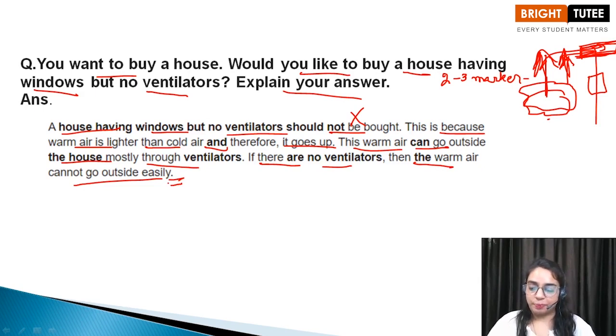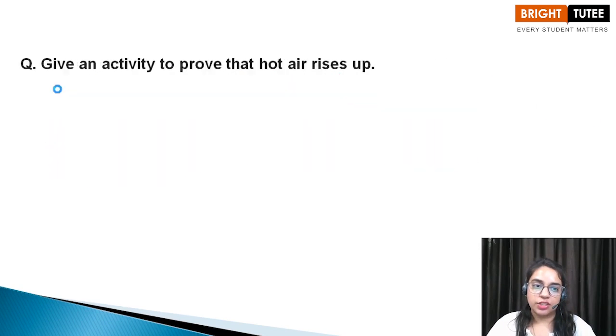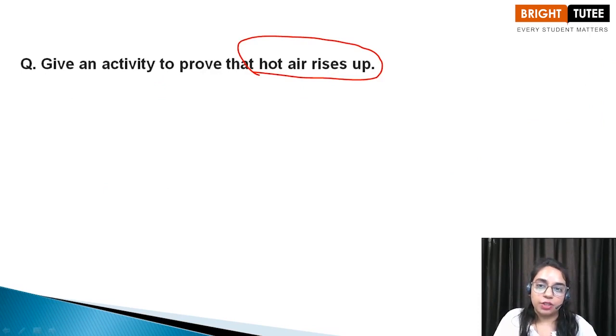Okay, so let's move to the next question. Give an activity to prove that hot air rises up. So children, this question is asked in the form of an activity. So you will have to write it in which form? You will have to first give the aim, then you will write materials required, then you will write procedure, observations, and finally you will give the conclusion for it.